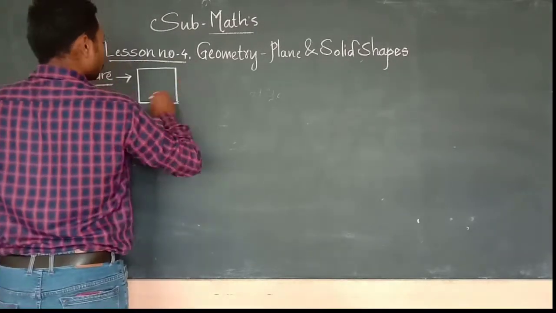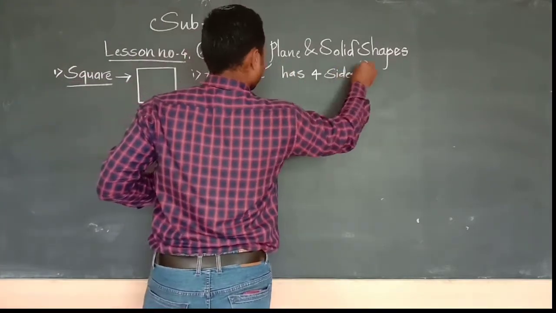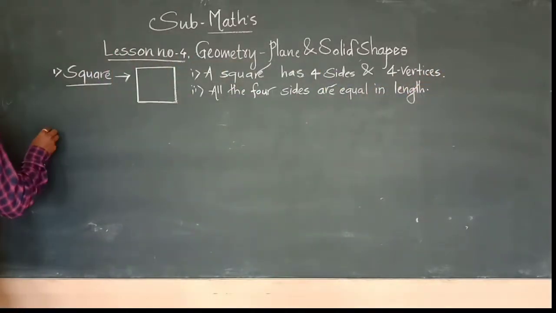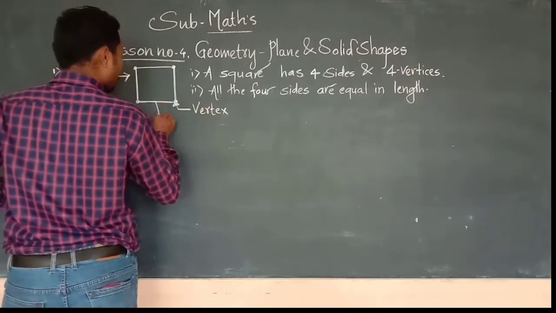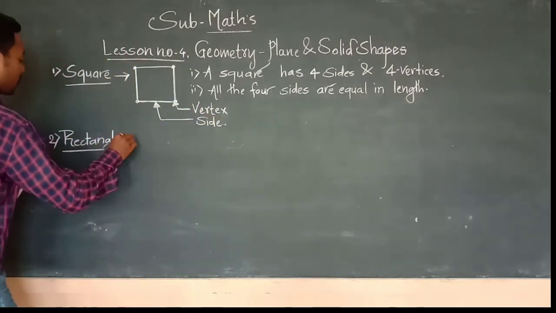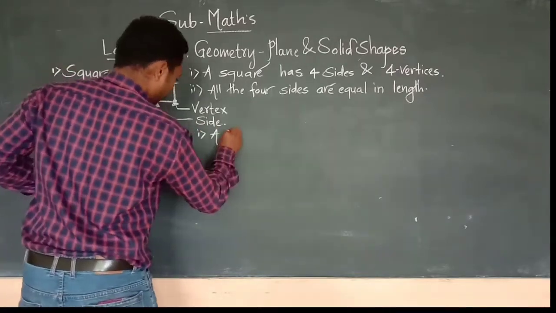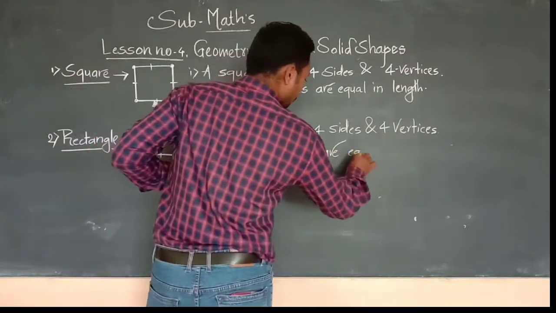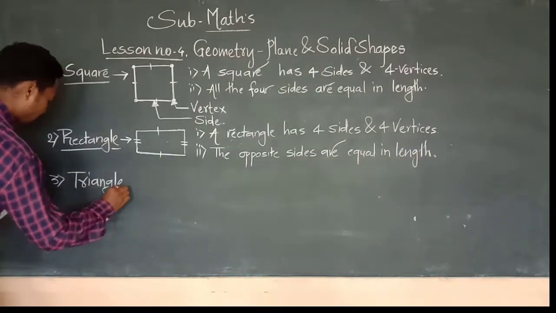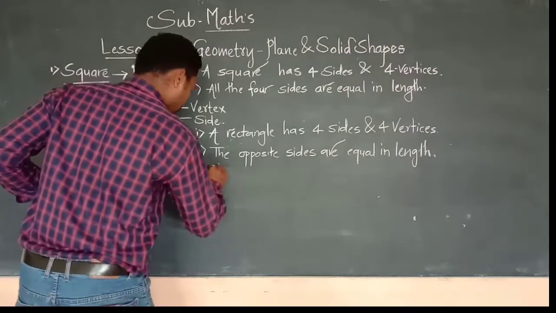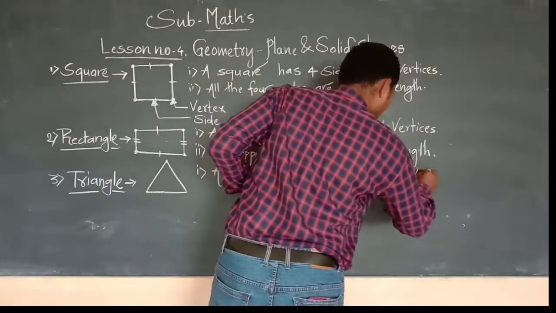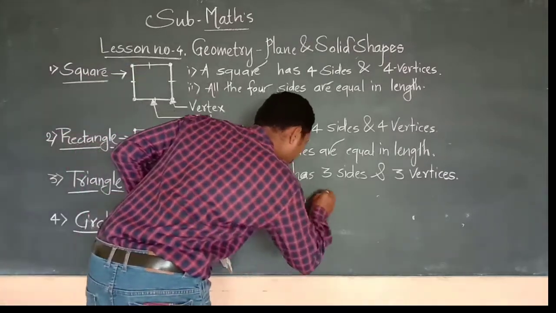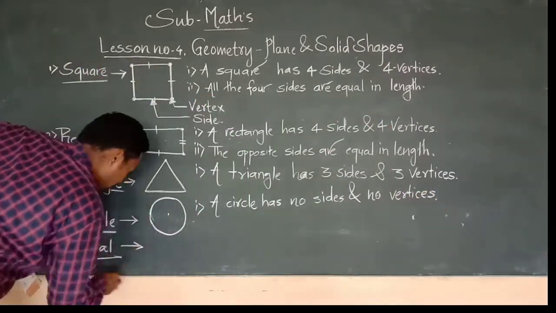A square has 4 sides and 4 vertices. All the 4 sides are equal in length. A rectangle has 4 sides and 4 vertices. The opposite sides are equal in length. A triangle has 3 sides and 3 vertices. About the circle, it has no sides and no vertices. And about the oval, an oval is an elongated circle. It has no vertices. Observe these kind of pictures carefully.